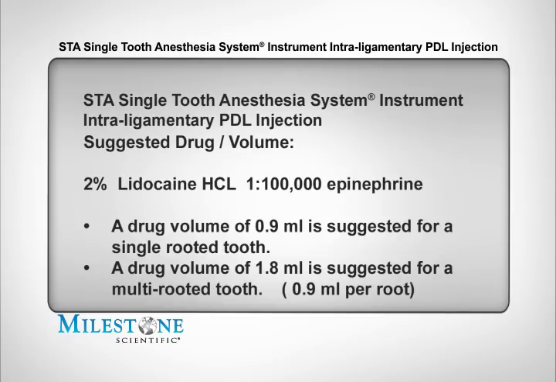A drug volume of 1/2 cartridge or 0.9 milliliters is suggested for a single-rooted tooth. For a multi-rooted tooth, 1/2 cartridge or 0.9 milliliters of anesthetic for each root is indicated, thus resulting in a combined total of 1.8 milliliters of anesthetic for a multi-root tooth.